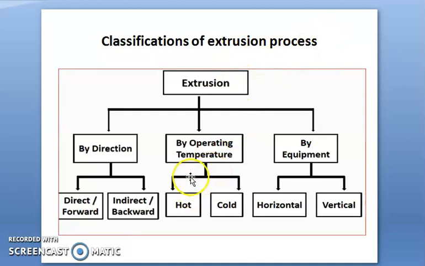In the next video lecture we see the extrusion by direction, that is the direct and indirect extrusion process.